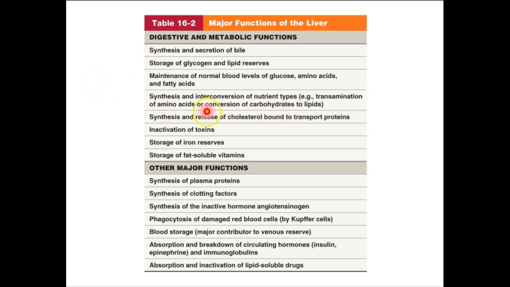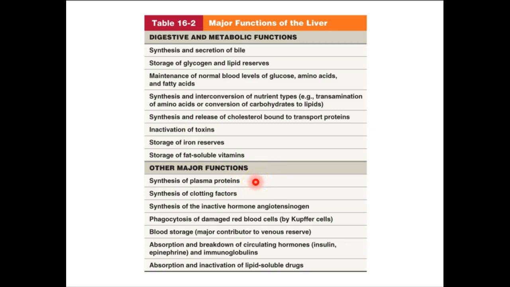Okay. Cholesterol levels, inactivation of toxins, including alcohol, including your drugs. It's going to be called the first pass effect of your liver. Storing iron, storing fat-soluble vitamins. Some vitamins are water-soluble. You pee out the excess. Some are fat-soluble. You store excess in your liver. It's also going to synthesize plasma proteins.